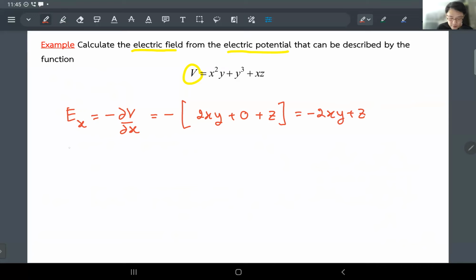Keep going, guys. Y component, do the dV by dy, negative. First term, you get x squared. Second term, you get 3y squared, and 0 on the third. And that's it, guys. It's a negative, or I forgot here. This is supposed to be negative here. Okay, let me put it here like that.